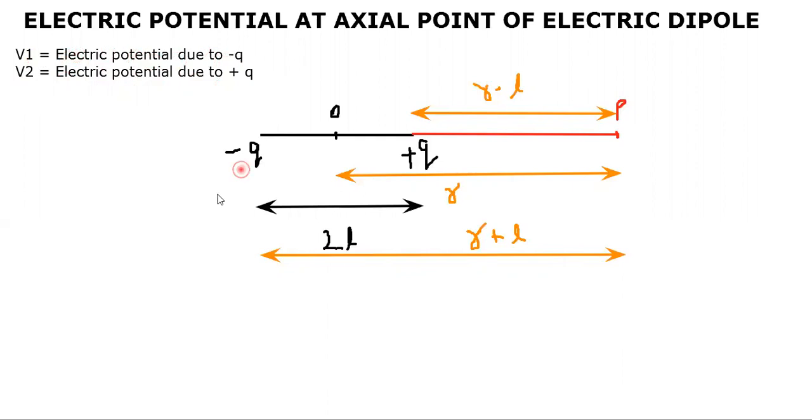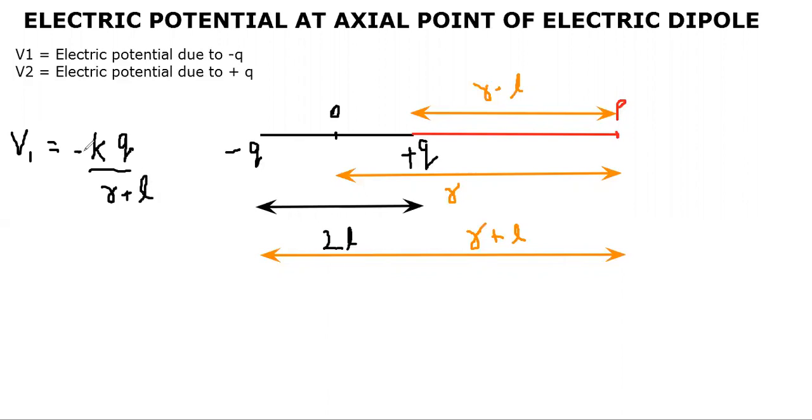Now let's move forward. Now we have to calculate V1 and V2. In the last video, we discussed potential due to a point charge. What was the formula? The formula was KQ by R. So if I want to find V1, the formula would be KQ by R. So this is K, but Q is minus. V1 is due to minus Q, and you cannot ignore minus sign. Distance from minus Q is R plus L, and minus sign.